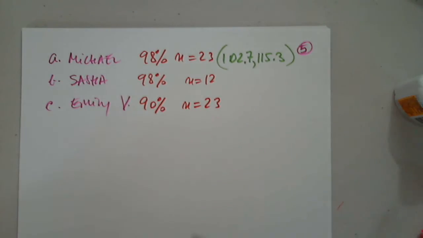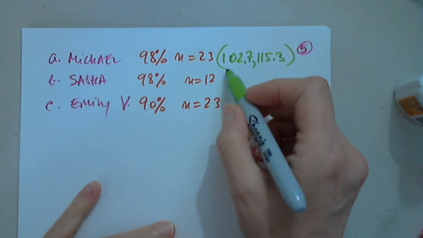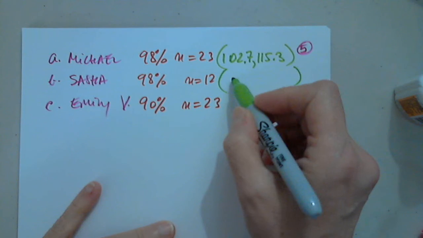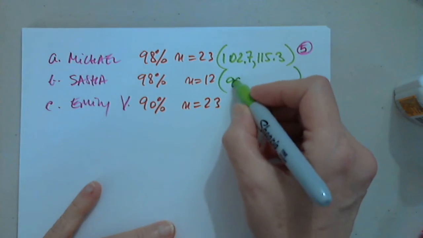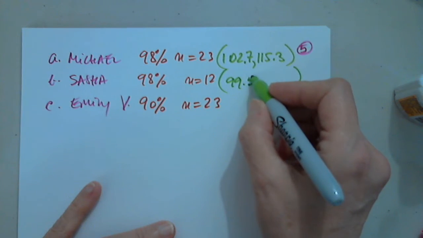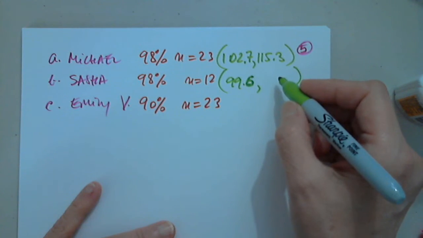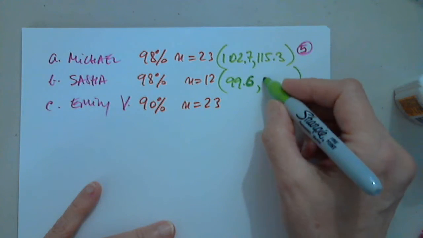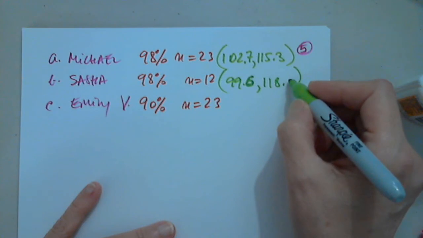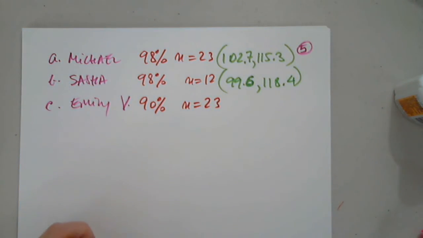I got it. I'm ready. So the lower bound was 99.584, so it's 99.6. And then the upper bound was 118.42, so 118.4. Perfect. Great job.